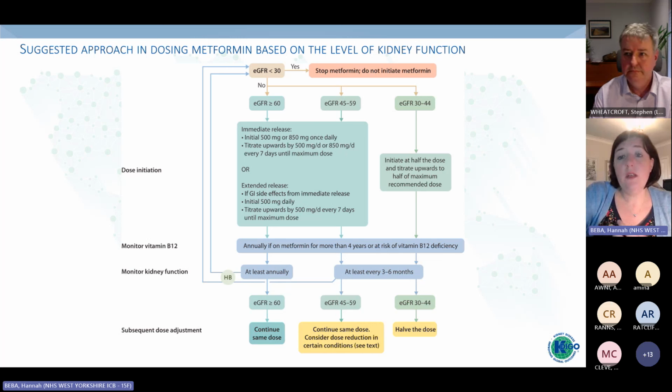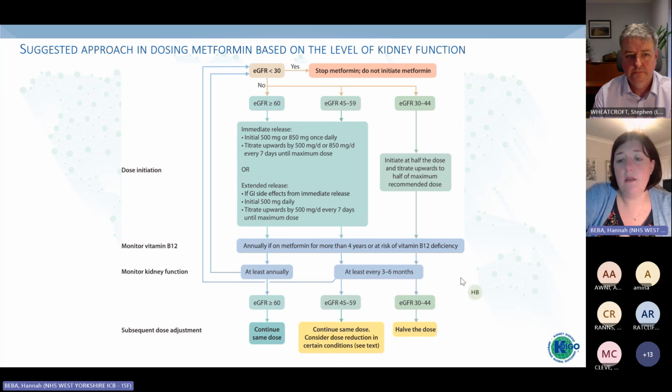And obviously, there are other things that we need to consider if our renal function has declined beyond a certain point. We need to think about other therapies. Often I do see that people forget to change the dosing of metformin when somebody's renal function has declined.